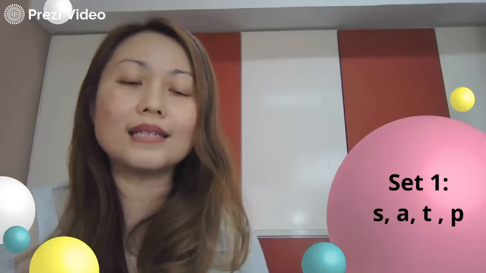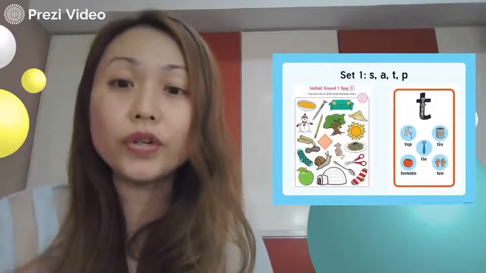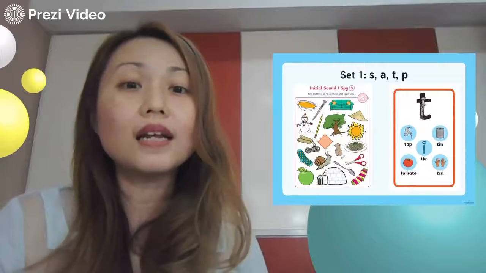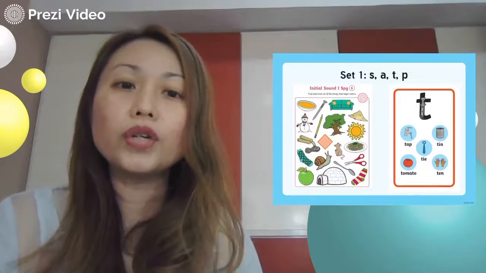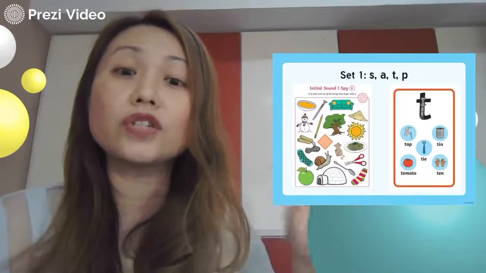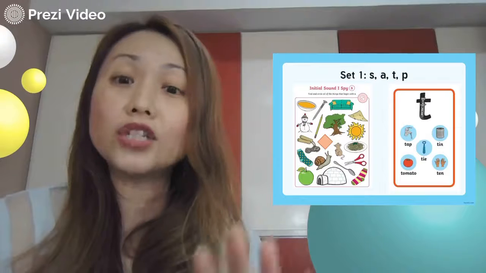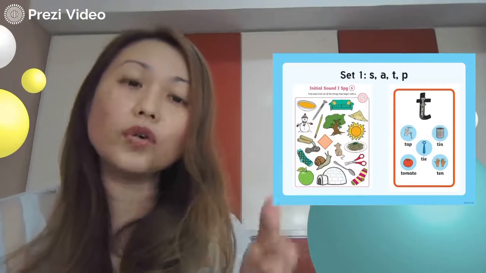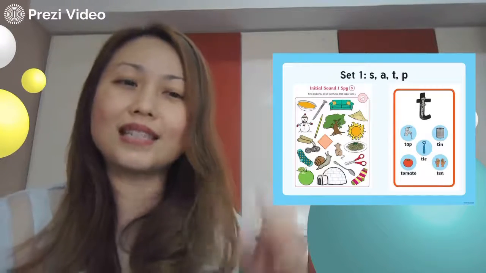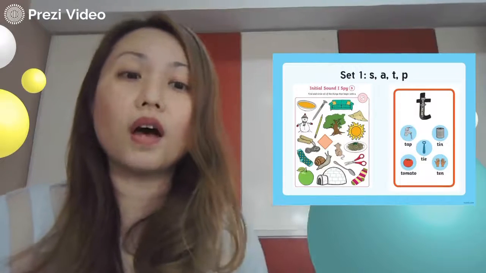So set 1 is the first group of letters. These are some examples of what you can do with your kids in class. For example, you can do I Spy, identifying words with the initial sound S, as well as matching the letters. If you notice with T, that's tap and tin, so they associate the visual with the words.